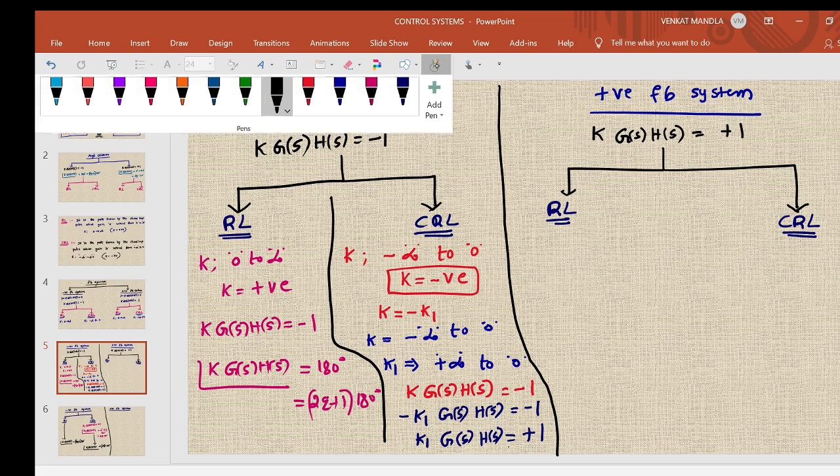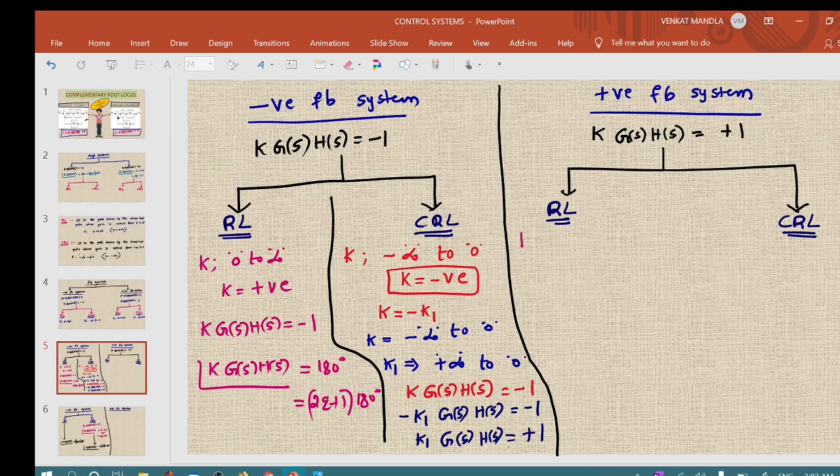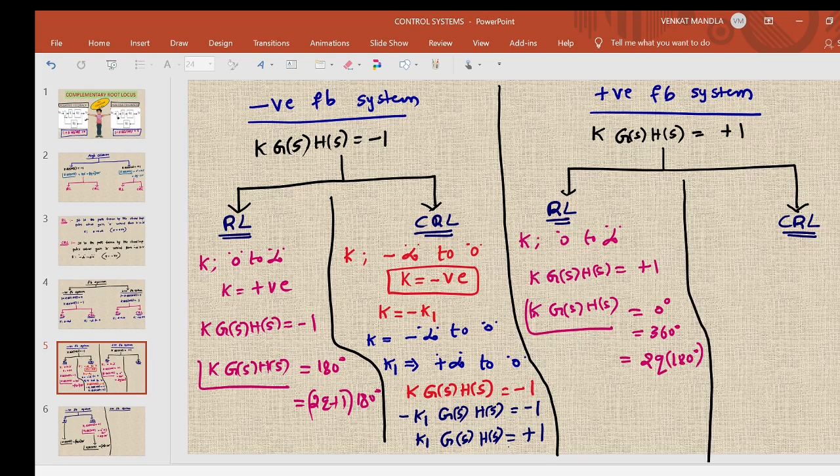What is a root locus? Root locus means gain k is varied from 0 to infinity. That is, k is positive here, right? When k is positive, k GSHS equal to plus 1 in the case of a positive feedback system. To calculate the angle of GSHS, you will get plus 1, that is 0 degrees or 360 degrees or even multiples of 180 degrees.